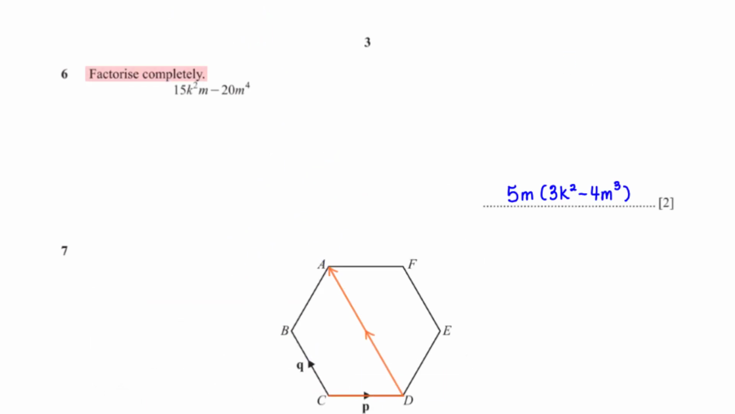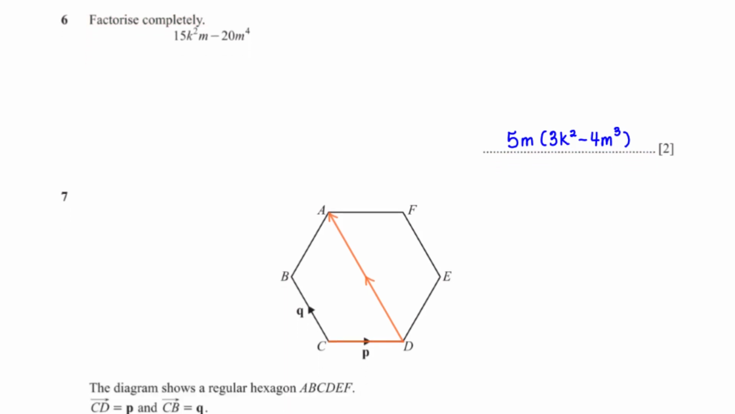Factorize completely: 15k squared m minus 20m raised to the power 4. The terms have a common factor of 5m. When we factor out 5m, we are left with 3k squared minus 4m cubed.